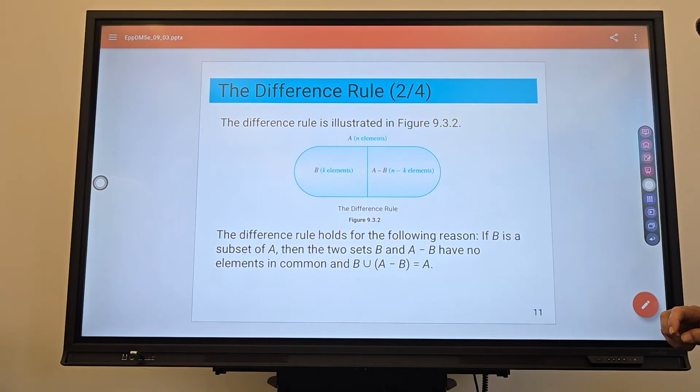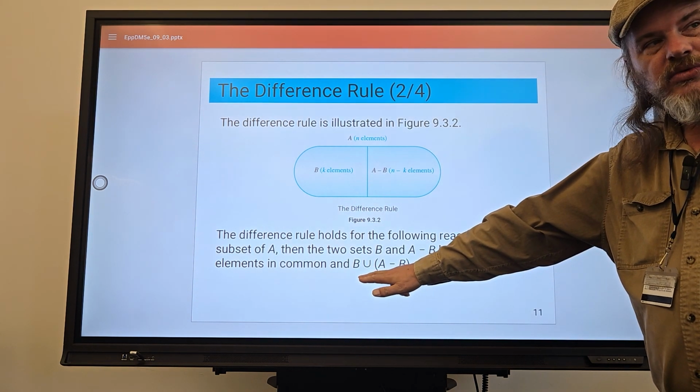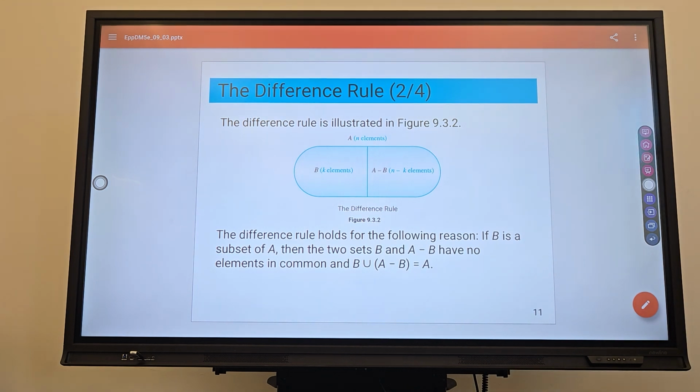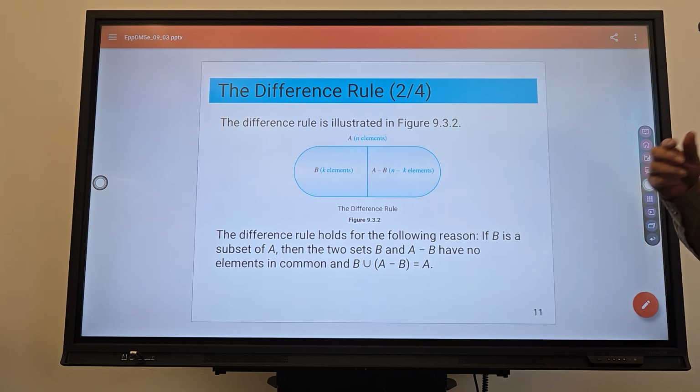The difference rule is illustrated here in this figure. The difference rule holds for the following reason. If B is a subset of A, then the two sets B and A minus B have no common elements, and B union A minus B is equal to A. That symbol there is the union symbol, which you will learn more about in Chapter 6 if you do the extra credit. I'm going to do a little thing at the end about these symbols that you're going to see through the course of this lecture.